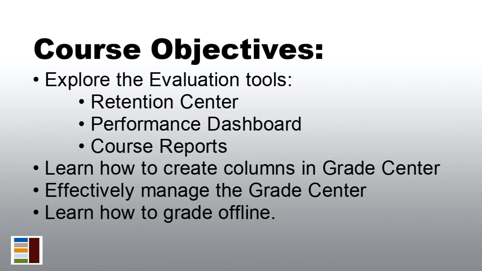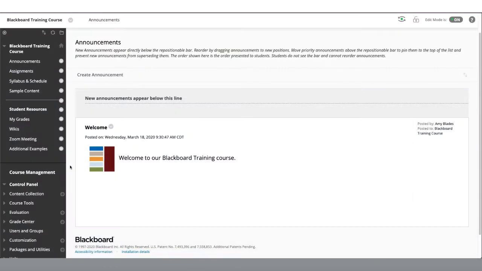The objectives of this video series are to explore the evaluation tools available in Blackboard, learn how to create columns in the Grade Center, effectively manage the Grade Center, and learn how to grade offline. In this video, we will be covering the evaluation tools found under the Control Panel section of the course menu.